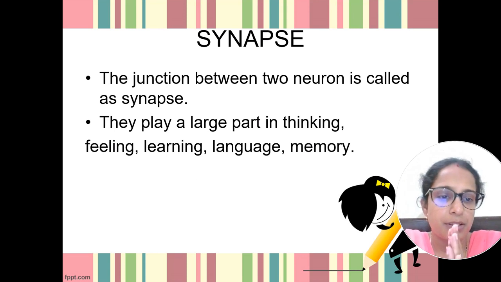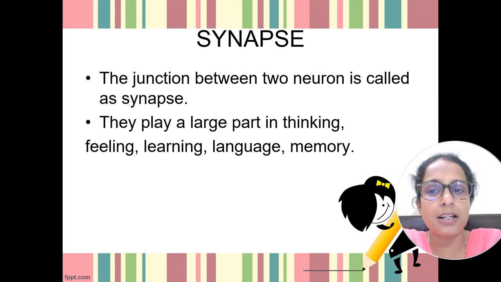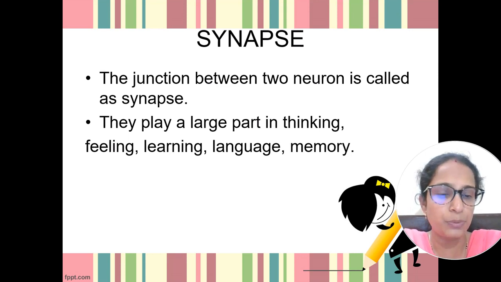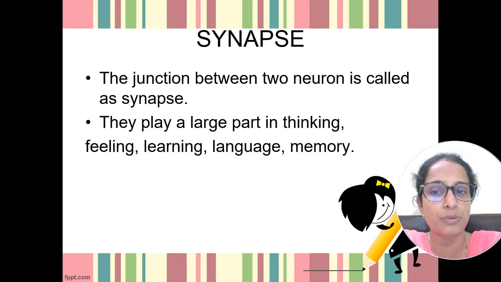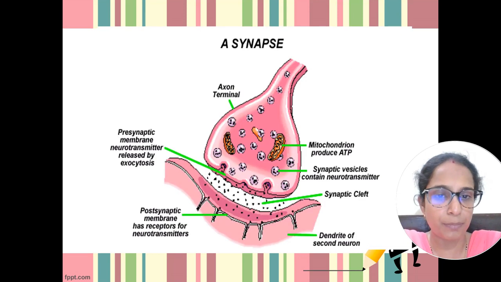Next is synapse. Synapse kya hai basically? It is a junction between two neurons, known as synapse. So jab two neurons milte hain to center mein jo connection banta hai jahan pe wo attach hote hain, that is known as synapse. They play a large part in thinking. Inka role kya rehta hai? They help us in thinking, feeling, learning, language and producing memory.